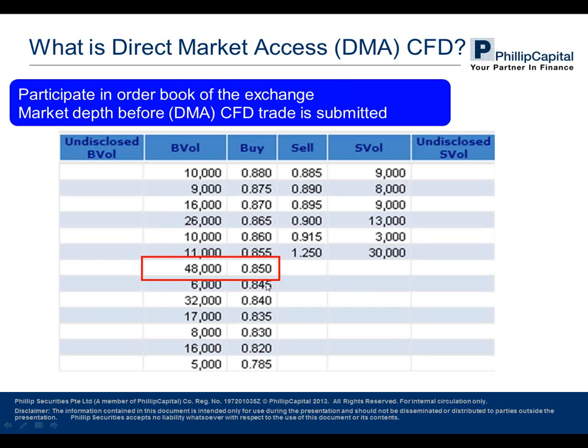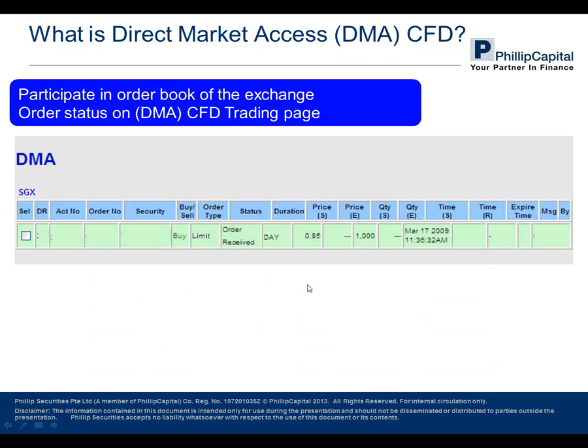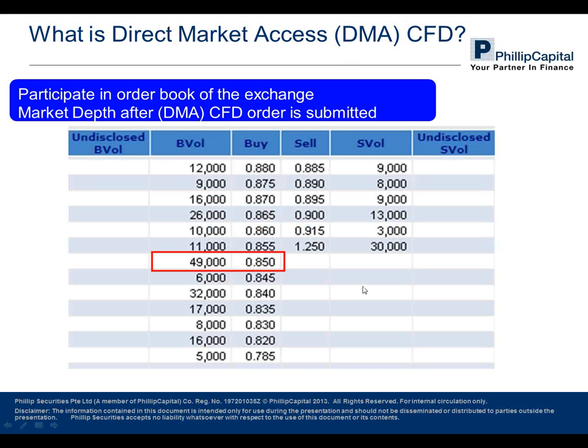So as I was saying, this is the order book. The buy volume, as you can see, is 48,000 at 0.85. So you put in a DMA order for one lot, resubmit it, and then you can see in the order book, it changes to 49,000.